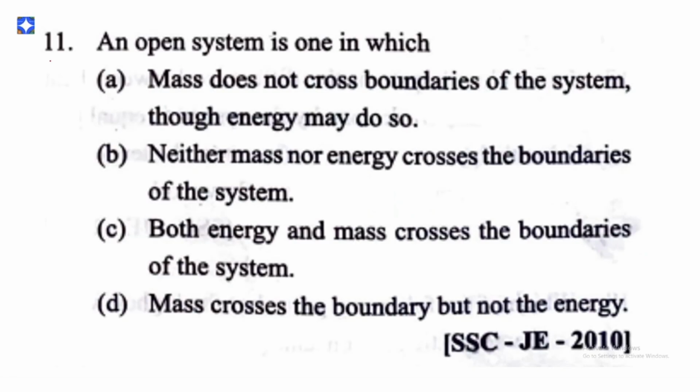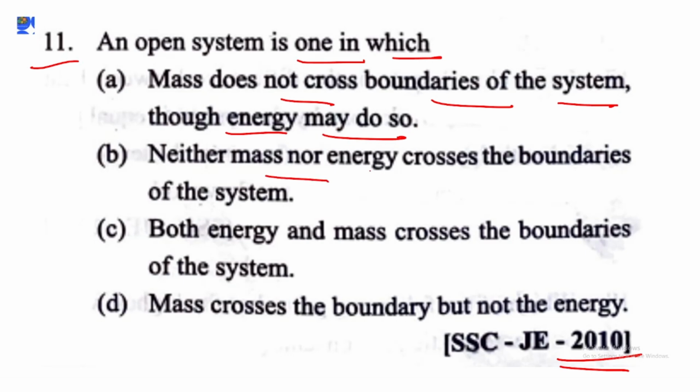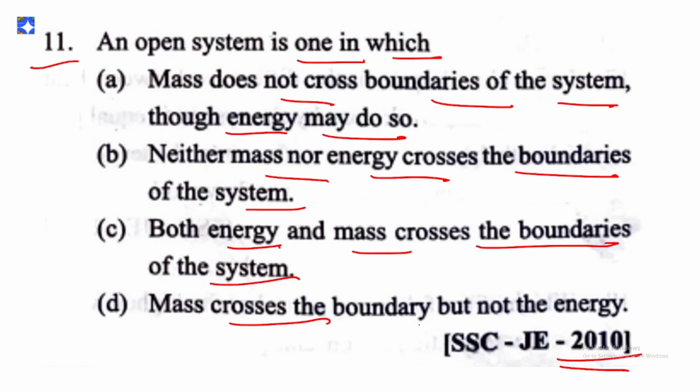Then this is the next question which has been asked in the year 2010. An open system is the one in which four options have been given. Option A, mass does not cross the boundaries of the system though energy may do so. Option B, neither mass nor energy crosses the boundaries of the system. Option C, both energy and mass cross the boundaries of the system. Option D, mass crosses the boundary but not the energy. Okay.